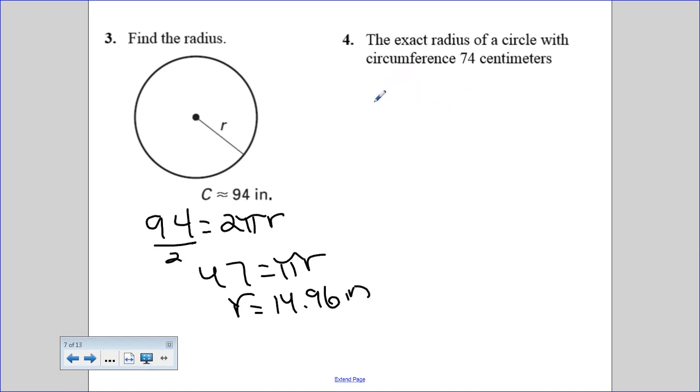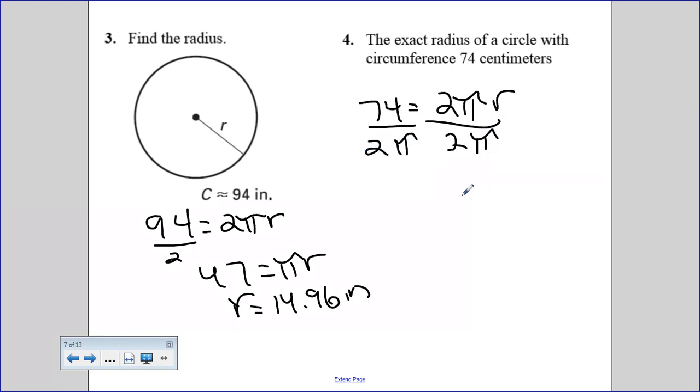Now here, the exact radius of a circle, the circumference is 74. Right, so that means it wants it in terms of pi. So if 74 equals 2 pi r, let's divide both sides by 2 pi. I'm just going to leave the pi like it is, so I can just do 74 divided by 2. So your radius is 37 over pi centimeters. Just like that.